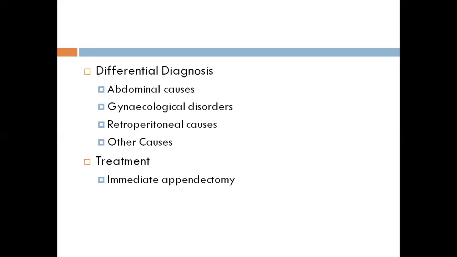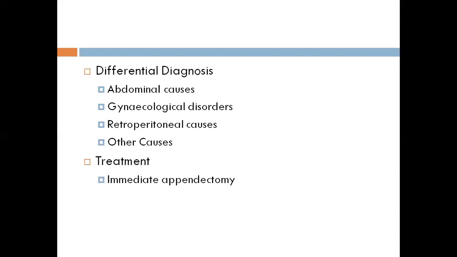In case of gynecological disorders, that can be salpingitis, ectopic gestation, or ruptured ovarian follicle. There can be a twisted right ovarian cyst. Then there are some retroperitoneal causes like right ureteric colic, right-sided acute pyelonephritis, torsion of testis, hematoma. Then other causes are also there. These are the differential diagnoses of acute appendicitis.